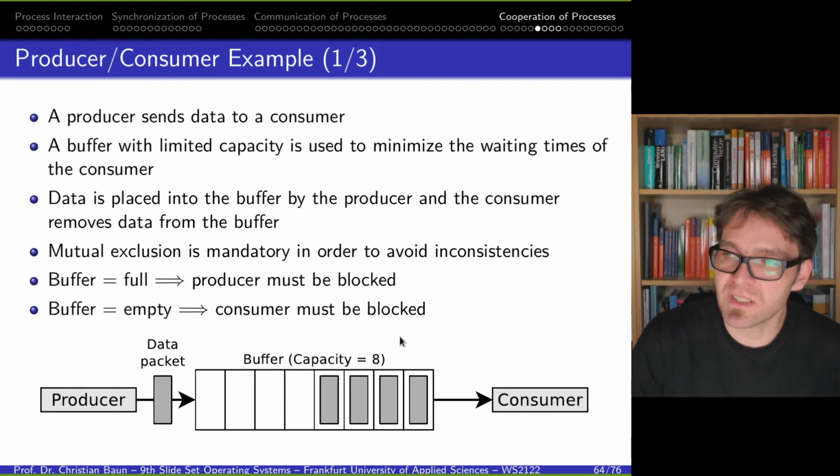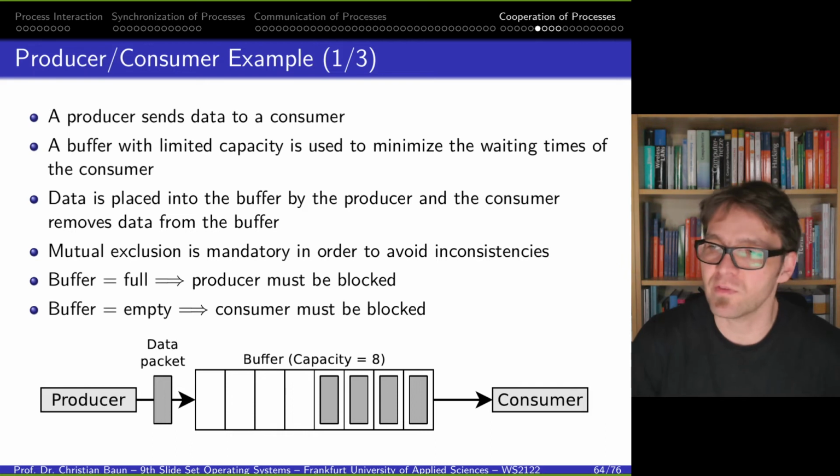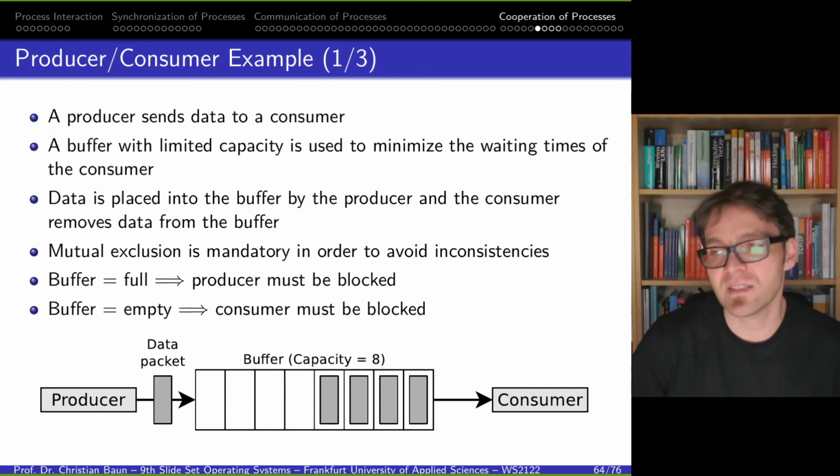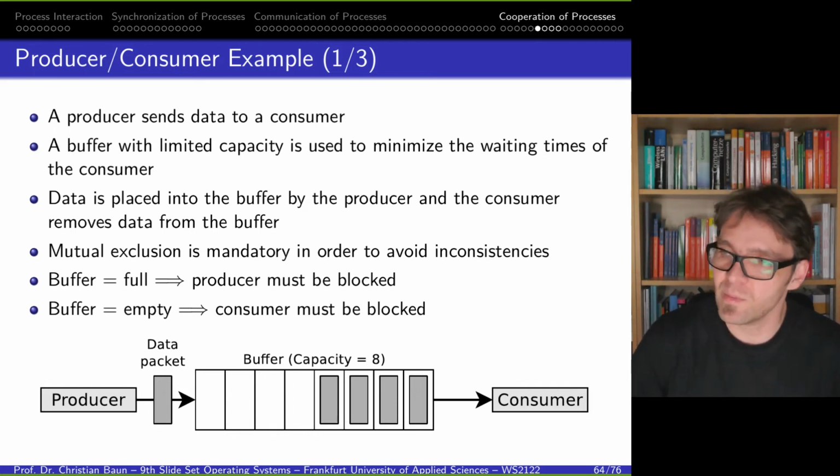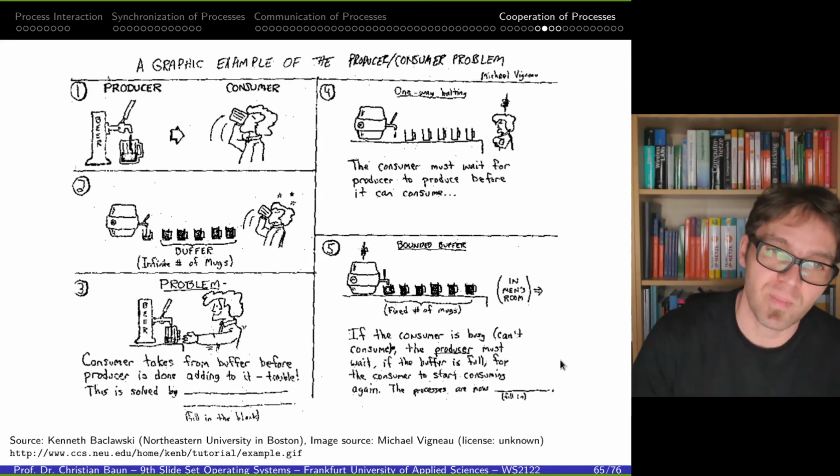Truly critical, truly mandatory is that we have atomic operations here. Yeah, P and all access operations to the buffer need to be atomic, and that's given. Yes, that's implemented by the operating system.